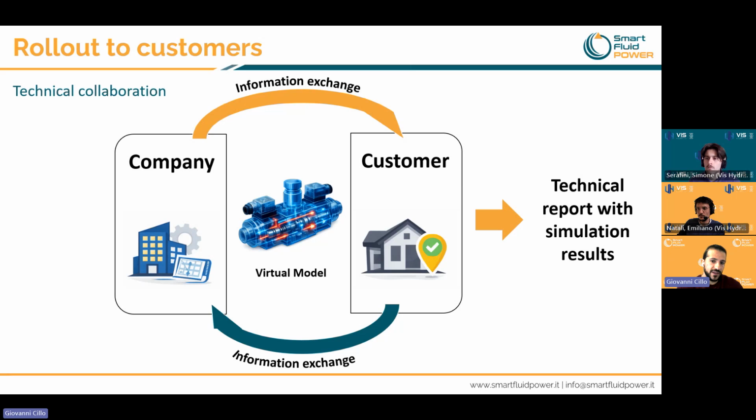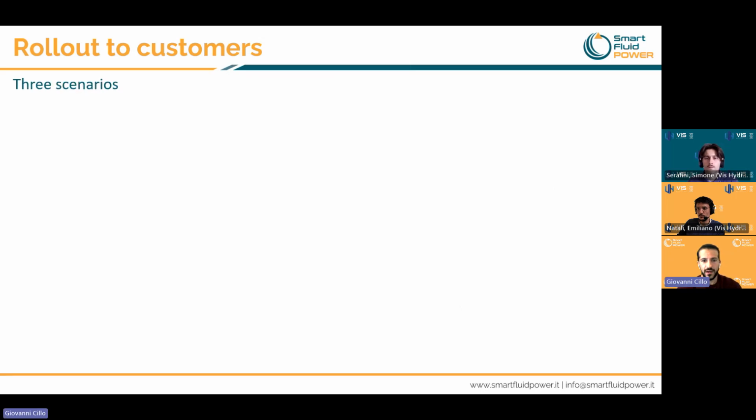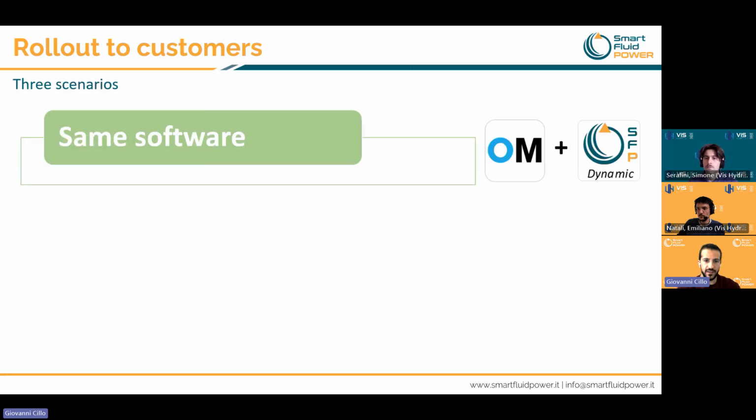The alternative path is to share the models directly with the customer. There are three scenarios for sharing models, depending on the client. The first case is if the client uses the same library, that is OpenModelica and our SmartFluidPower library. We can directly exchange models, hiding the internal information.